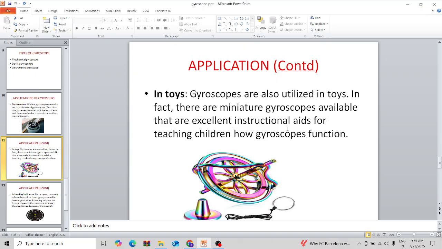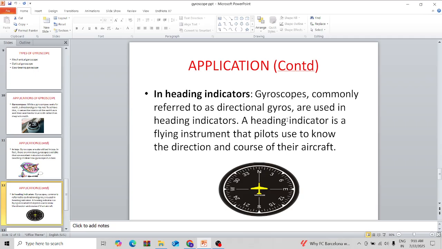And then another application is a toy. So this is the toy gyroscope. It is mainly used as an excellent instrumental aid for teaching children how a gyroscope functions. And then the indicator, the heading indicators. It is commonly referred to as directional gyros, which are used in heading indicators. It's a flying instrument that pilots use to know the direction and course of their aircraft.